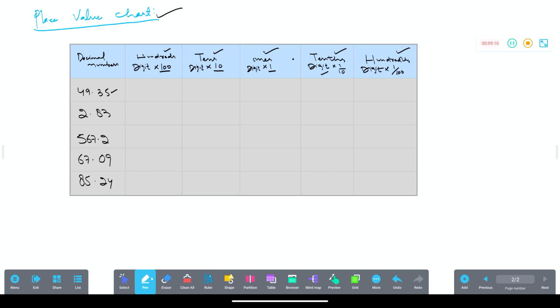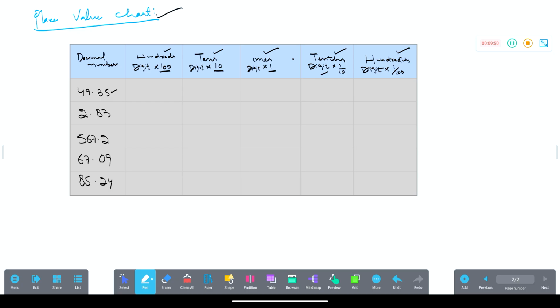After the decimal point, the first place will be tenths. It will not be ones, remember that. It will be tenths. So at the tens place it was digit into 10, but here it is not digit into 10. It is digit into 1 by 10. So when you multiply the digit by 1 by 10, it becomes the digit divided by 10. So here we are multiplying by 10, and in the tenths place after the decimal point, we are dividing. In the hundredths place, if it is hundreds before the decimal point, it will be multiplied by 100. But after the decimal point, it will be multiplied by 1 by 100. That means we are dividing it by 100.